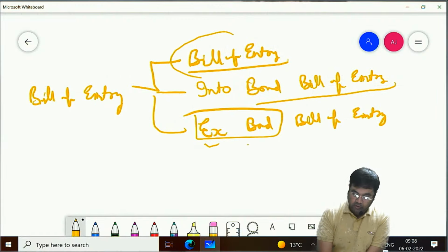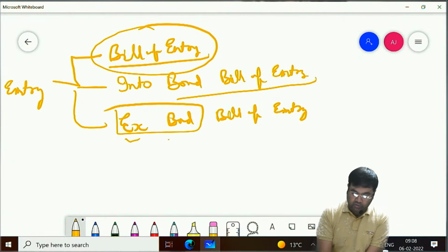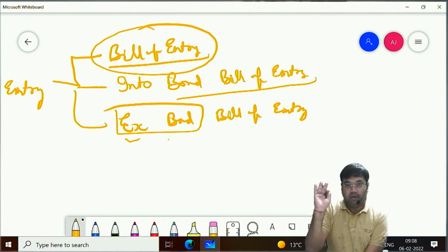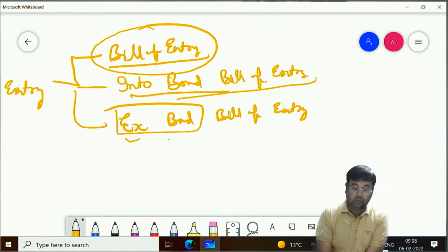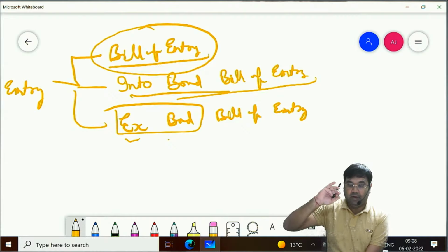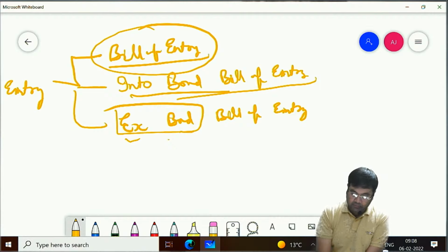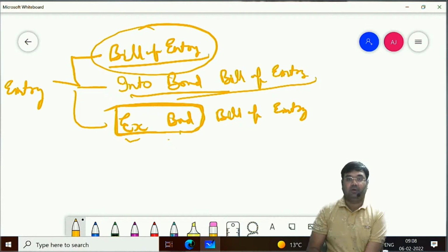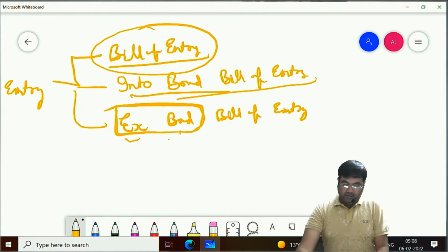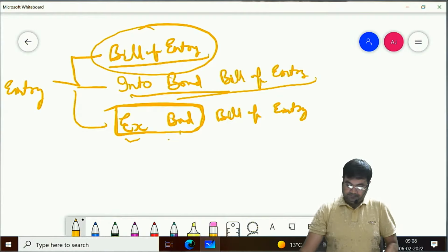So the first one is bill of entry for home consumption. Then if the importer is going for warehousing, then he needs to file an into-bond bill of entry. And in case after he deposits in the warehouse, he is going for home consumption or maybe exporting, then he needs to file an ex-bond bill of entry. Okay. So this was the discussion earlier.